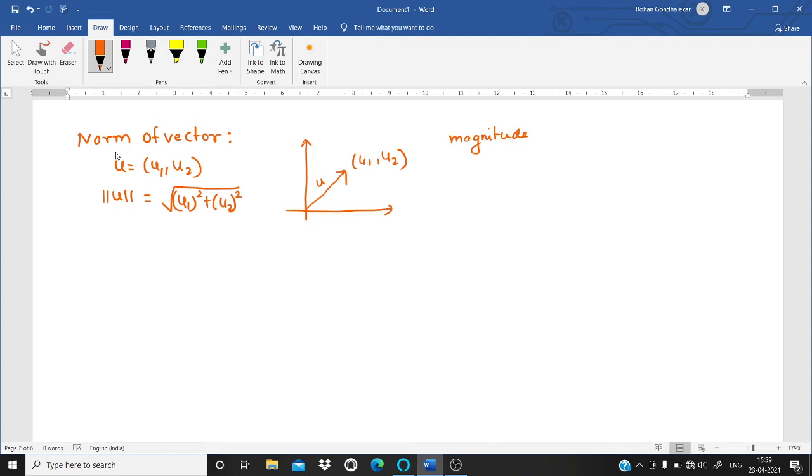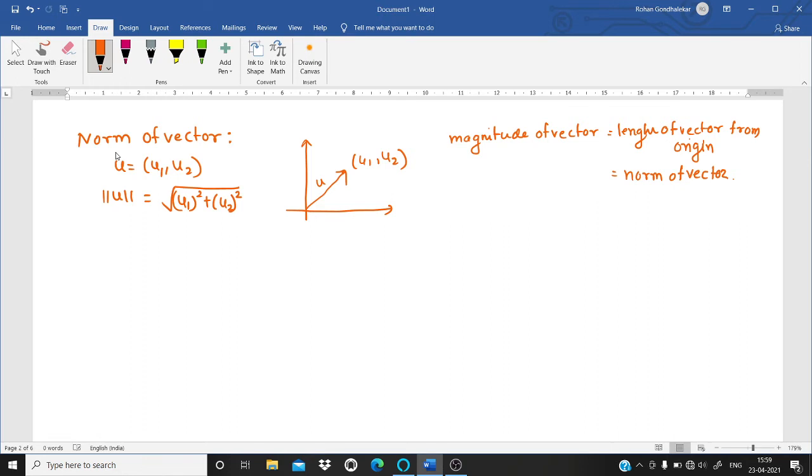Magnitude of vector is equal to length of vector from origin, is same as norm of a vector. Got it?